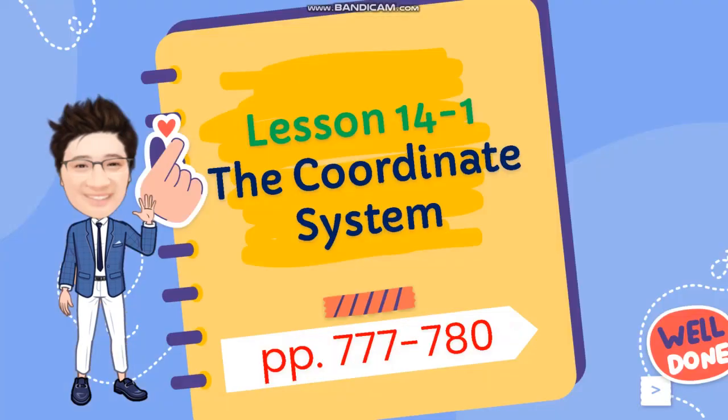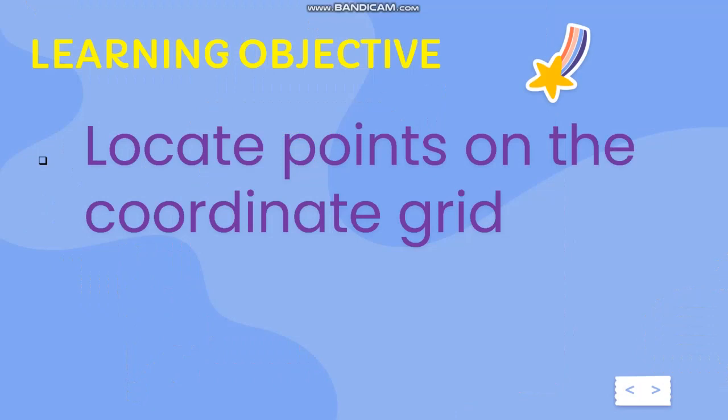Lesson 14-1, the coordinate system. You will find this lesson on page 777 up to page 780 from your book. Our main goal is to locate the points on the coordinate grid.